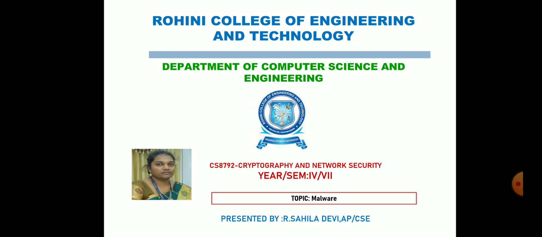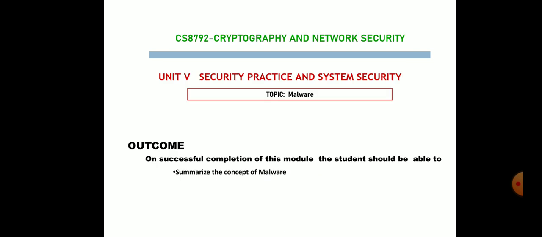Today we are going to discuss the subject CS8792 Cryptography and Network Security. In this subject, we are going to discuss the topic malware. This topic is under Unit 5, Security Practice and System Security. On successful completion of this module, the student should be able to summarize the concept of malware. That is the outcome of this topic.